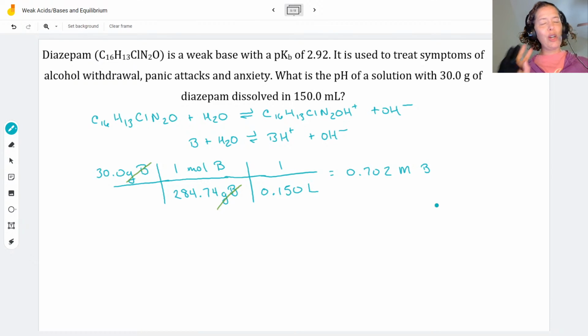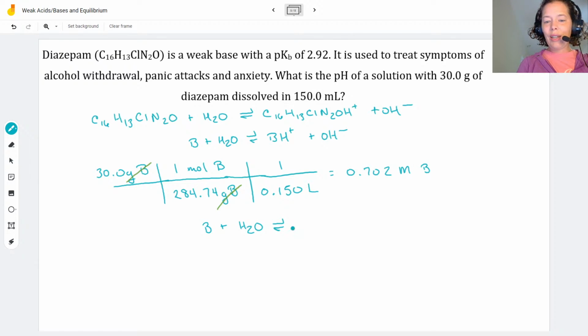Okay, so back to diazepam. We just have it in a beaker. We have not ingested this. We have our equilibrium equation. We have our concentration of base. So now I want to go ahead and do my ice table. I'm going to rewrite my simplified equation because, again, I tend to make my ice tables rice tables. Okay, so BH plus OH. All right, so now ICE.